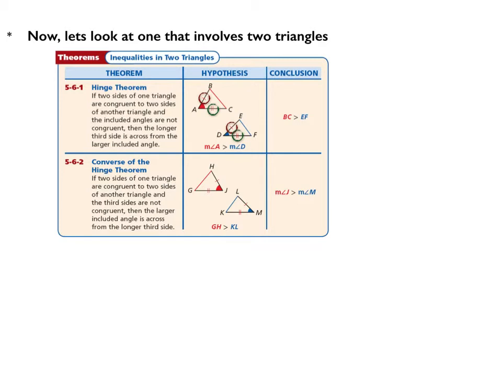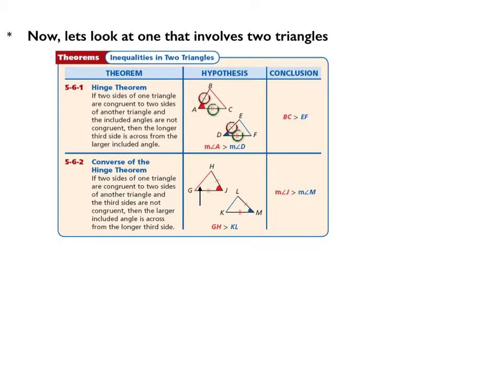So we've got two included angles, and one important factor, just like in our last one, is that these angles are not congruent. If the measure of angle A is greater than the measure of angle D, we can conclude that BC is greater than EF, which is the third side, the one that is not congruent.